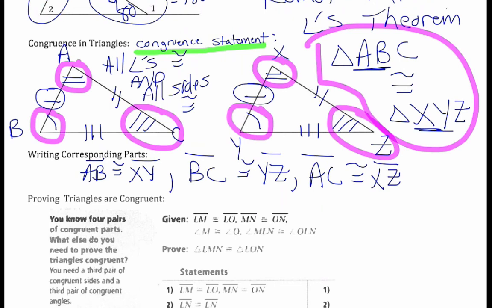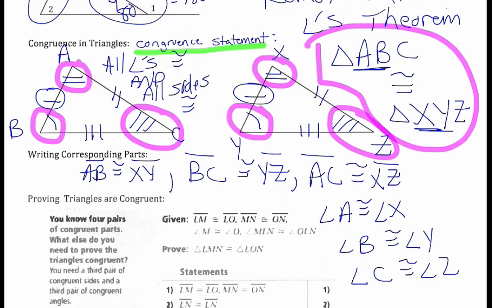Likewise, I could do the same thing for the angles. Since letter A came first, it's congruent to angle X, which came first in the other statement. Angle B was the second letter, so it should be congruent to angle Y. And angle C was the last letter, so it should be congruent to angle Z. So the reason we like congruency statements is because from that statement I can tell you all the things that are equal or congruent without even looking at the picture.